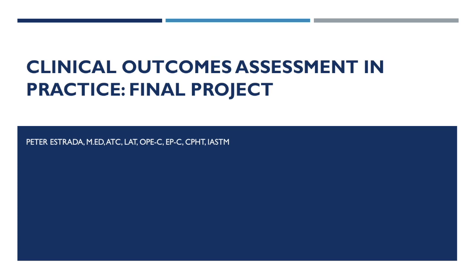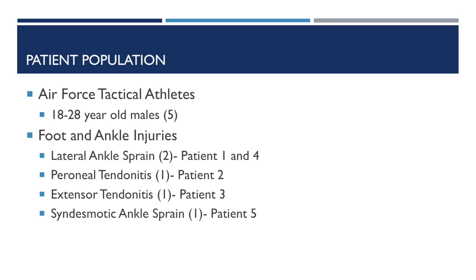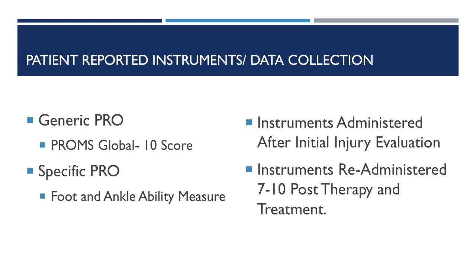Clinical Outcomes Assessment in Practice, final project for patient-oriented outcomes. The patient population encompasses Air Force tactical athletes ranging from 18 to 28 years of age. There are 5 males. Injuries that are encompassed within the study are foot and ankle injuries, to include lateral ankle sprains, peroneal tendinitis, extensor tendinitis, and syndesmotic ankle sprains.